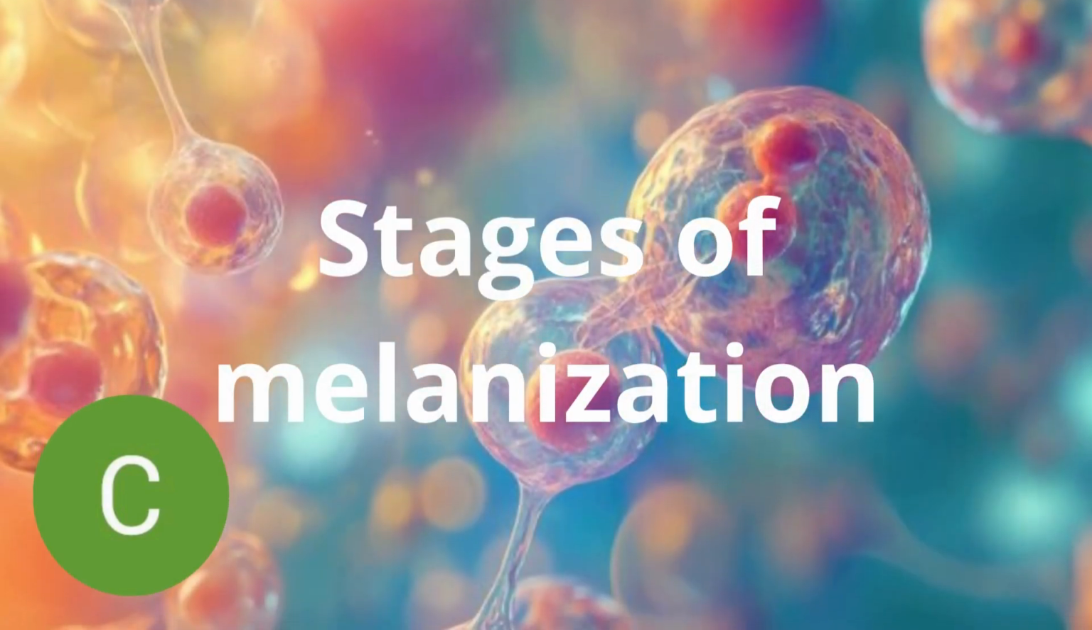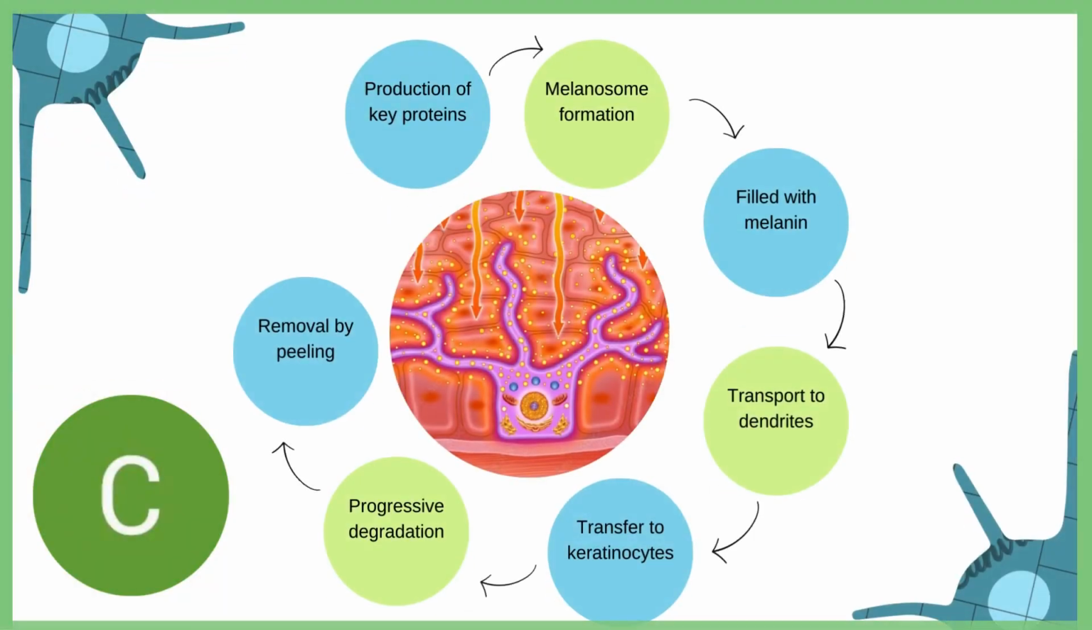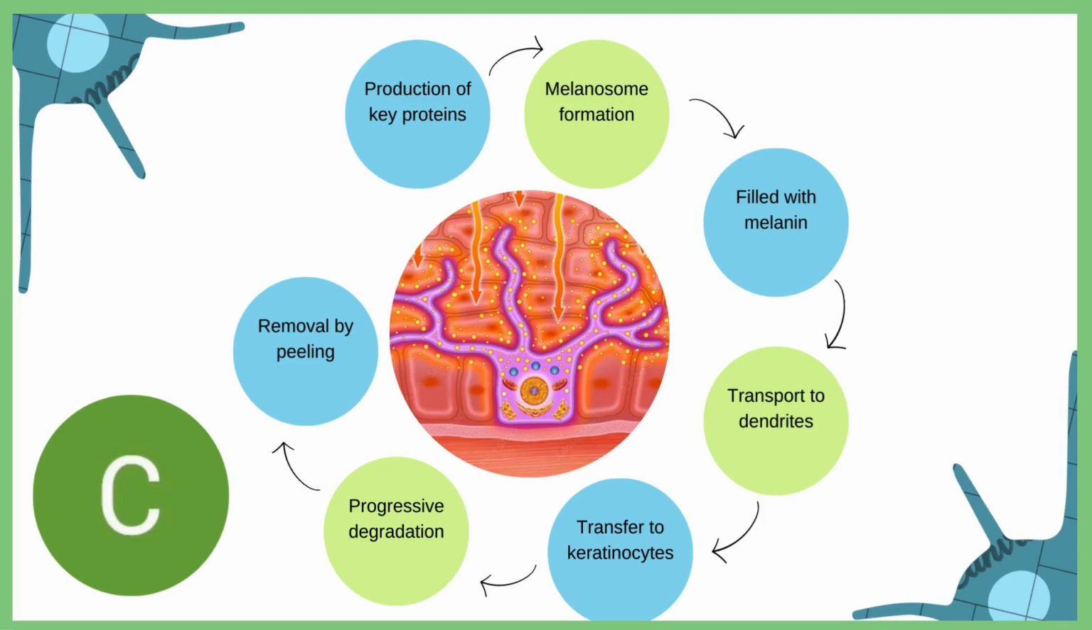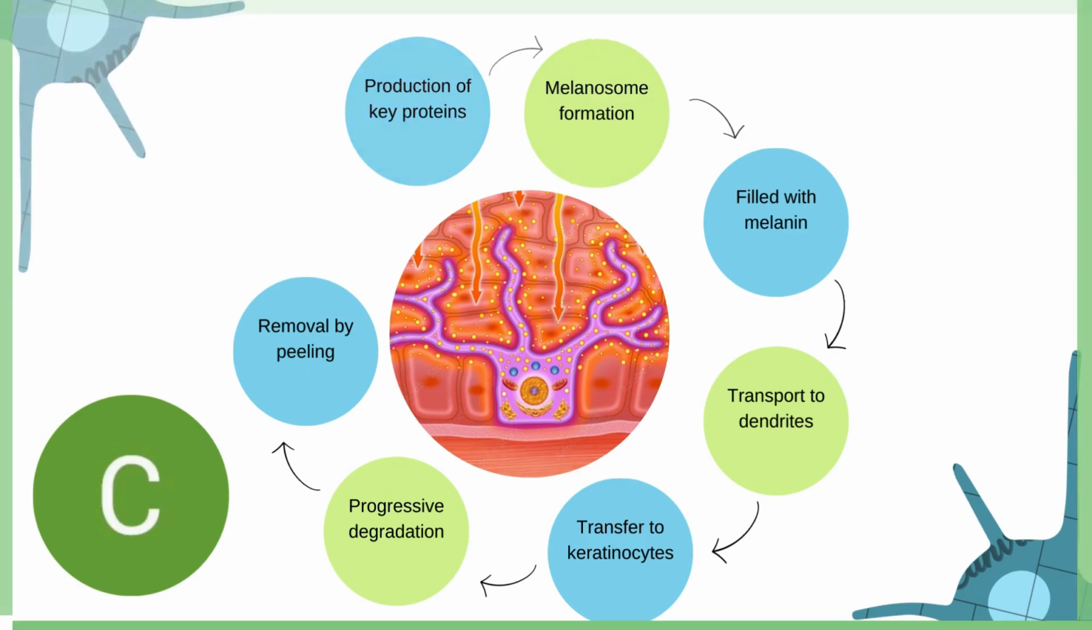Now we have the stages of melanization. There are 7 stages of melanization. First, we have the transcription of required proteins. Second, the biogenesis of melanosomes. Third, the selection of melanogenic proteins. Fourth, we have the transport of melanosomes. Fifth, we have the transfer of melanosomes to keratinocytes, the melanophagocytosis. Sixth, we have the degradation of melanosomes. And finally, we have the removal of melanin by desquamation.